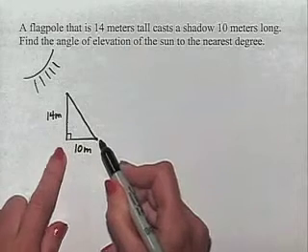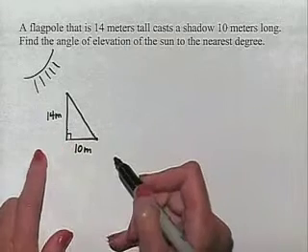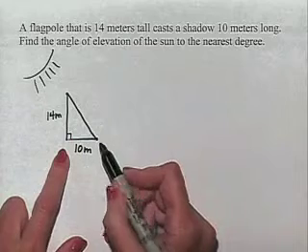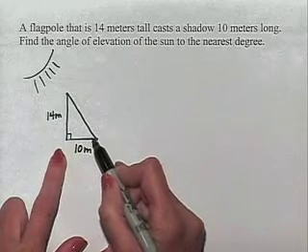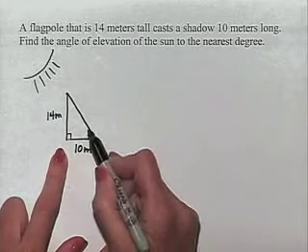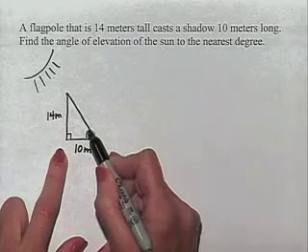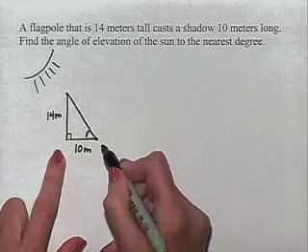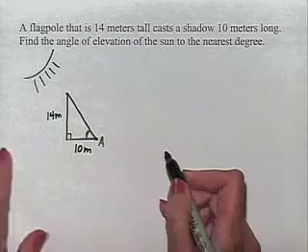Be careful and make sure you put the shadow on the ground, not as the length of the hypotenuse here. The shadow's not up in the air somewhere. So what we're trying to find is the angle of elevation. That's going to be the angle formed with the horizon looking up toward the sun. In other words, we're looking for this angle that's marked here. Let's just use the letter A to stand for that angle.